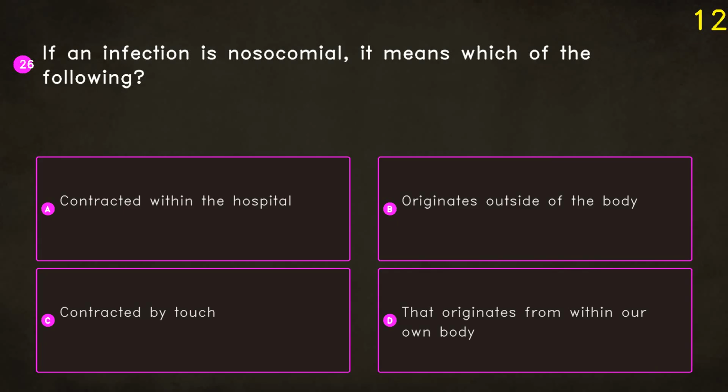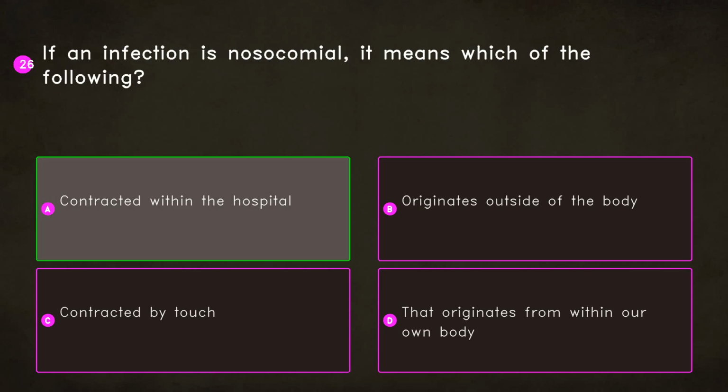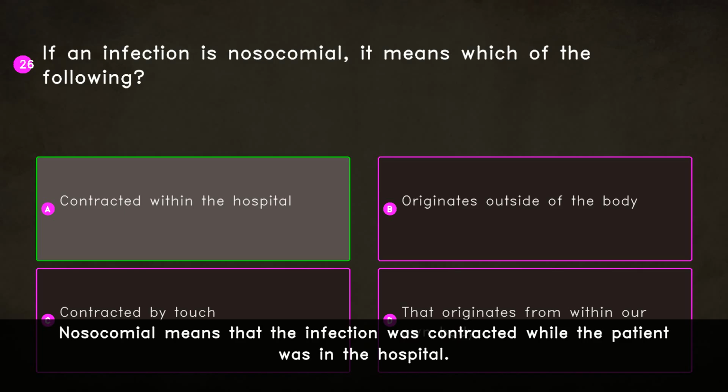Question 26. If an infection is nosocomial, it means which of the following? A. Contracted within the hospital. B. Originates outside of the body. C. Contracted by touch. D. That originates from within our own body. The correct answer is contracted within the hospital. Nosocomial means that the infection was contracted while the patient was in the hospital.